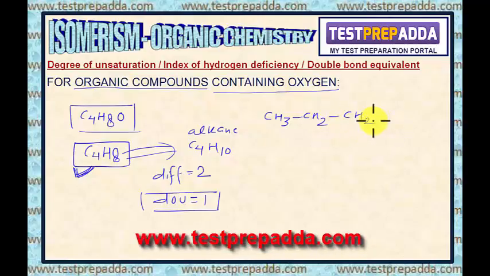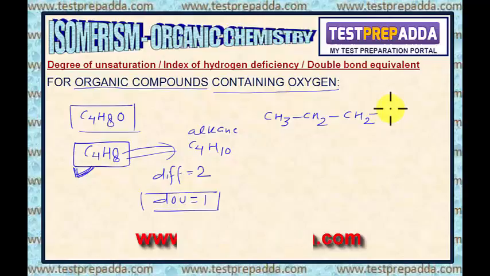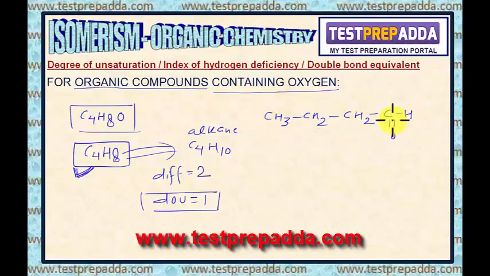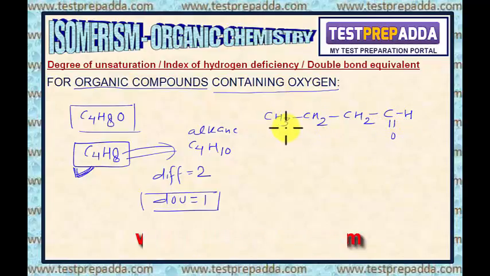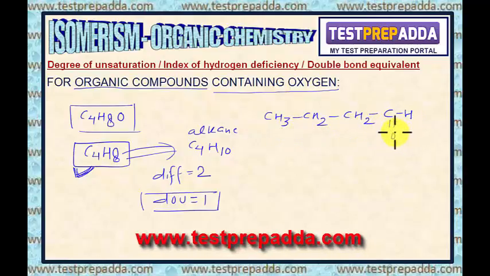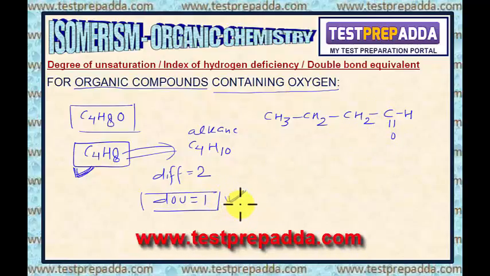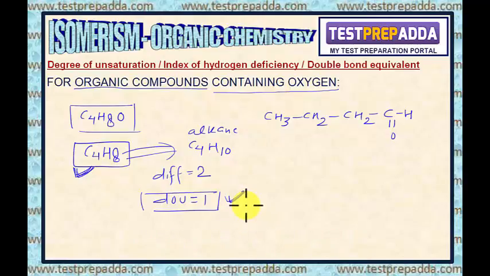So now one carbon, one oxygen, one hydrogen left. So I will write C double bond OH. Now you can check. The total number of carbon atoms is 4, the total number of hydrogen atoms is 8, and one oxygen. You can see one double bond. This indicates 1 degree of unsaturation. My point is clear. Now I'll talk about the degree of unsaturation of those organic compounds which contain nitrogen.